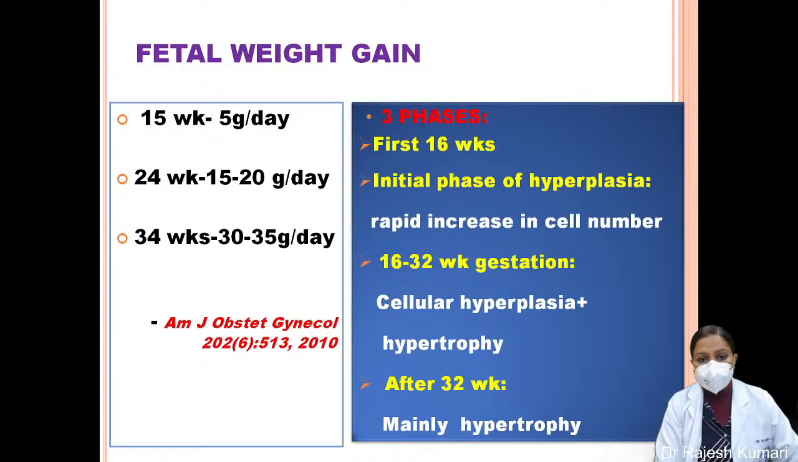And there are 3 phases. First, up to 16 weeks, the initial phase of hyperplasia, a rapid increase in cell number. From 16 to 32 weeks of gestation, there is cellular hyperplasia and hypertrophy, and after 32 weeks, mainly hypertrophy.